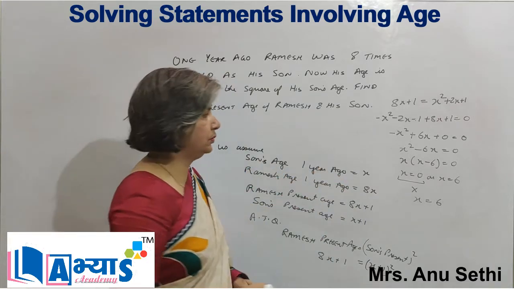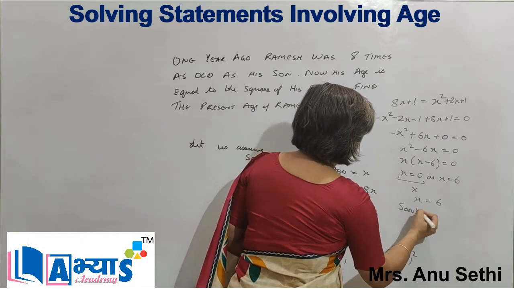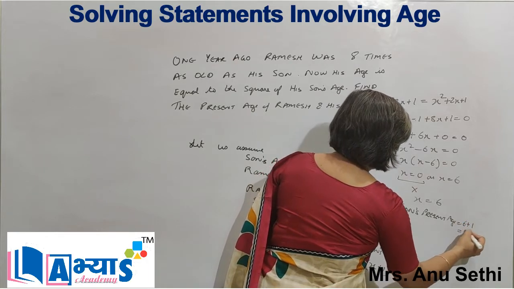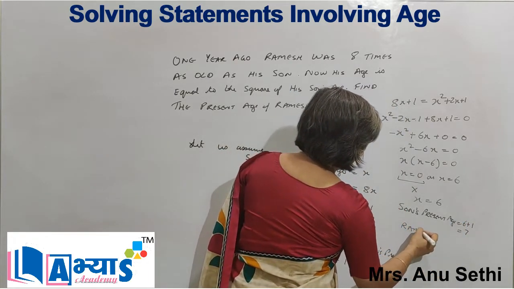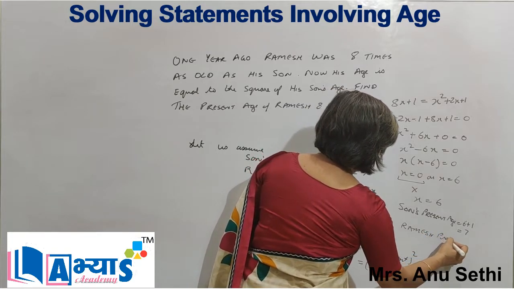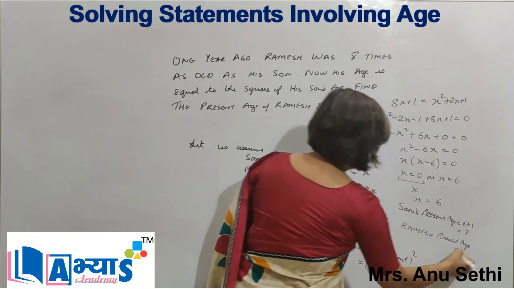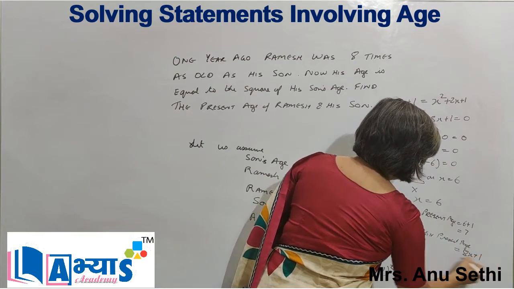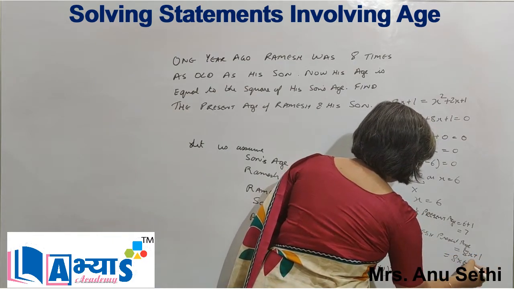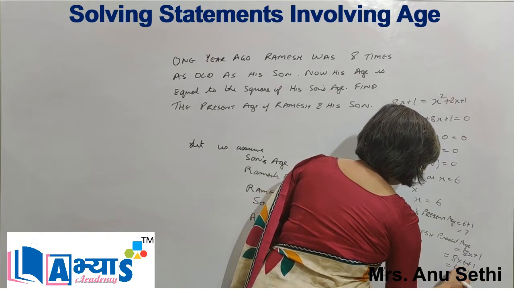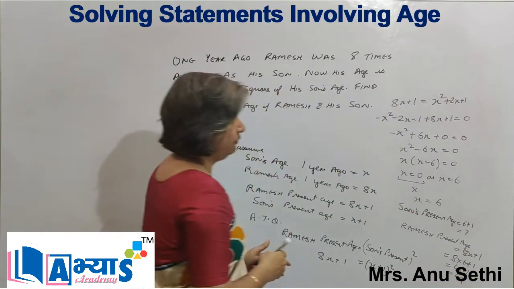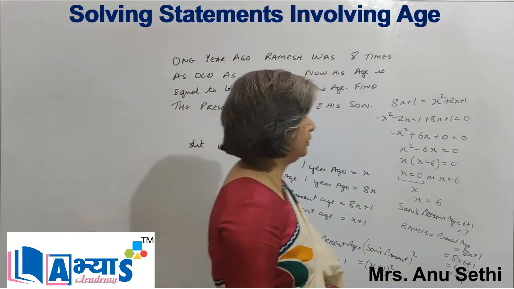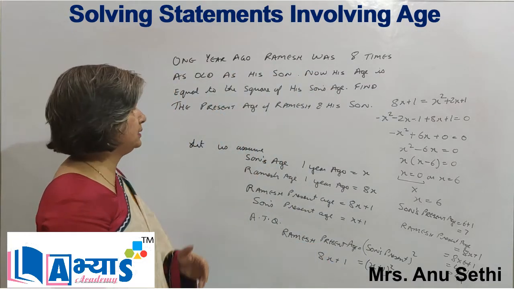So we can say the son's age 1 year ago was 6, so the son's present age is equal to 6 plus 1, that is 7, and Ramesh's present age is equal to 8x plus 1, that means 8 into 6 plus 1, 8 sixes are 48 plus 1, that is 49. And the relation also holds, because 7 square is equal to 49, so we can say the answer is right. So let us discuss it again.